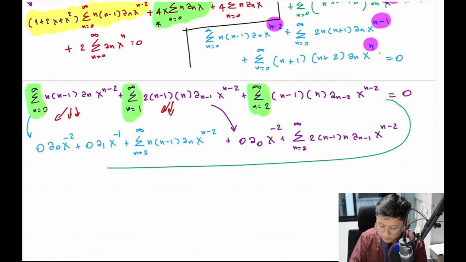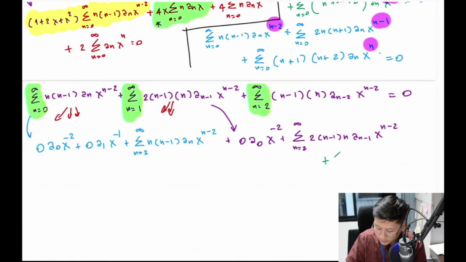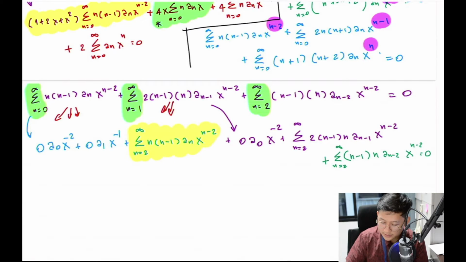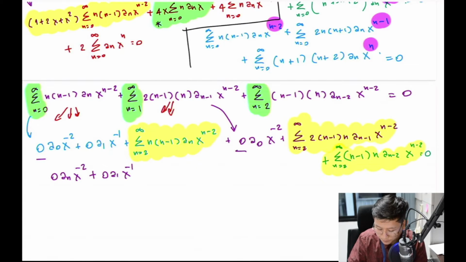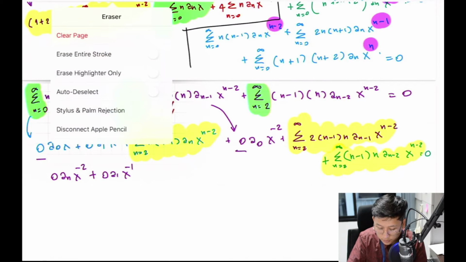After that, the last term is going to be, can I just write it here, plus summation n from 2 to infinity, n minus 1 n a n minus 2 x to the n minus 2 equals 0. Okay, so right now I can take these three summations together. What I have here is 0 and 0 as well, right? I can group them together. Sorry, 0 a 0. My bad.